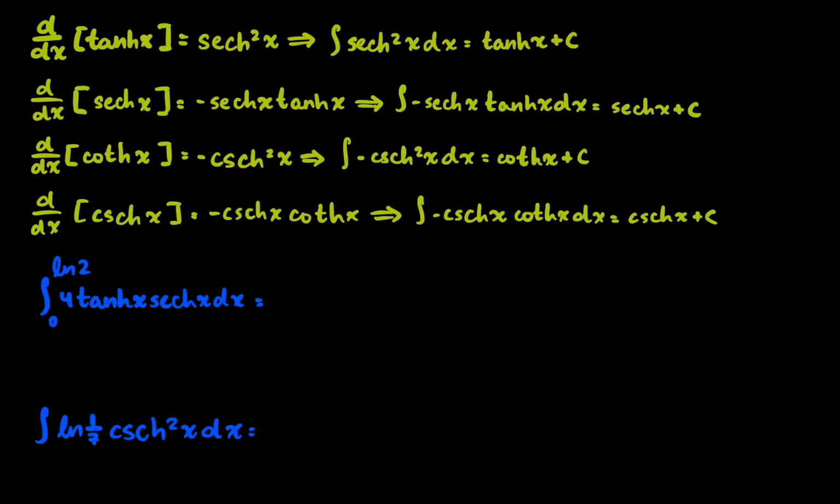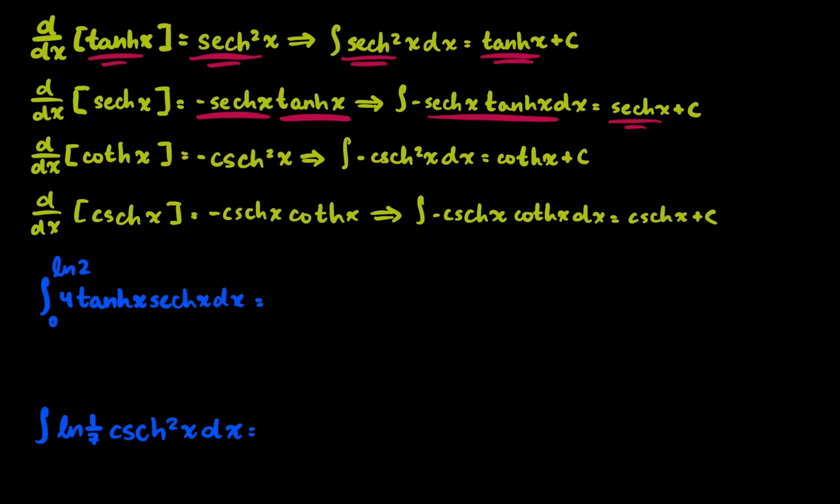The derivative with respect to x of tanh x is equal to sech squared of x. That's analogous to the derivative of tangent of x being secant squared. That tells us that the indefinite integral of sech squared x dx is equal to tanh x plus c. Then the derivative with respect to x of sech x is negative sech x times tanh x. This is also analogous to the derivative of secant x, but there is a negative sign here.